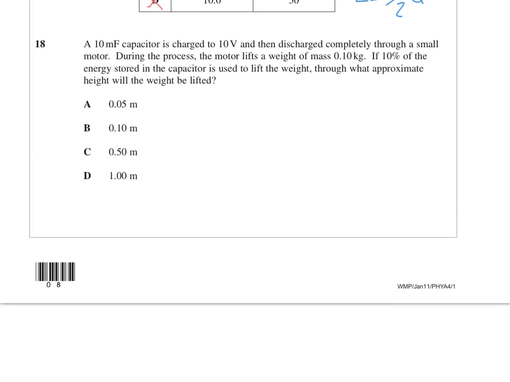A 10 millifarad capacitor is charged at 10 volts and discharged completely through a small motor. During the process, a motor lifts a weight of mass 0.1 kilograms. If 10% of the energy stored in the capacitor is used to lift the weight, through what approximate height will the weight be lifted? Okay, so first let's find the energy, which would be half CV squared. So we've got 10 times 10 to the power of minus 3, because it's a millifarad, divided by 2 times 100, because that's V squared, gives you 0.5 joules stored. So 10% of that would be 0.05 joules.